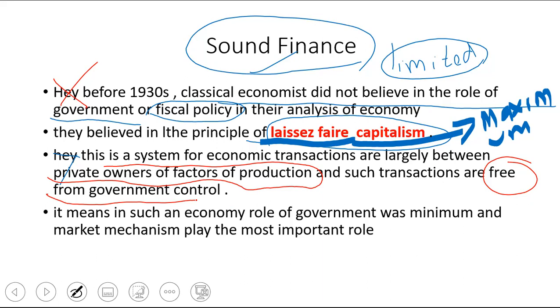What do you mean by the private owners? I told you, the owner of a factor of production. One example you have seen: the owner of Apple, the CEO who is no more, Steve Jobs. He was a dropout. Okay.